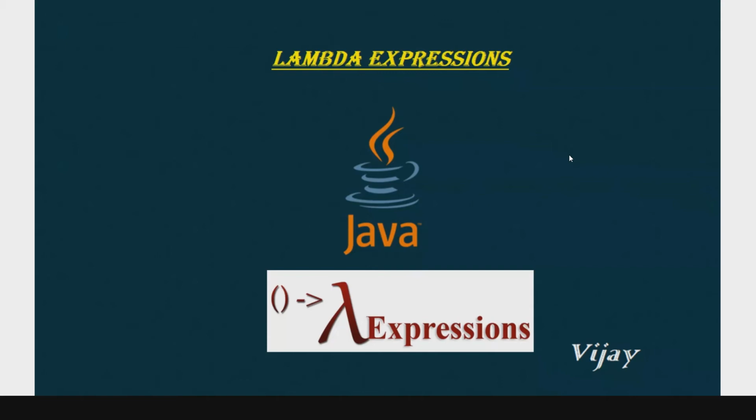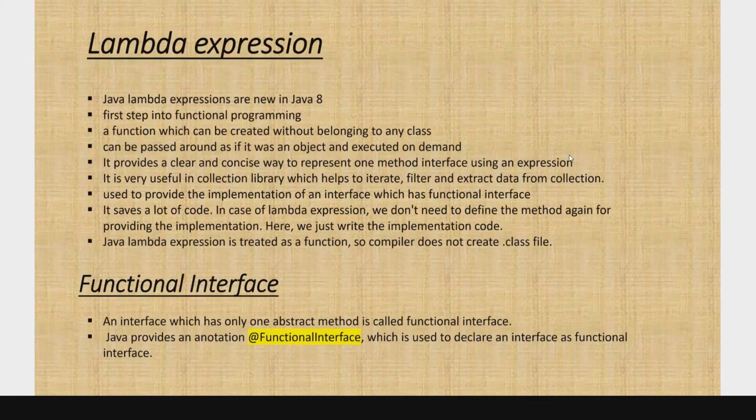The only rule to have a Lambda expression is that the interface should have only one method. If an interface has only one method, then the interface can be called a functional interface. You can predefine this also. If inside the interface you have only one abstract method, by default it is a functional interface only.